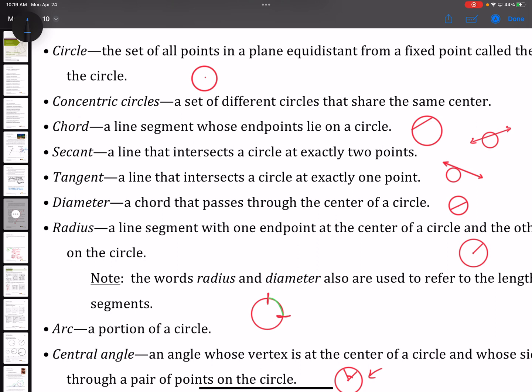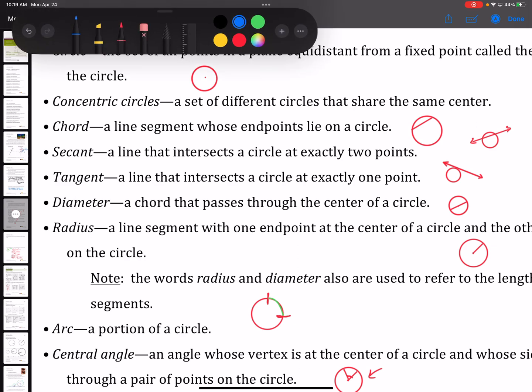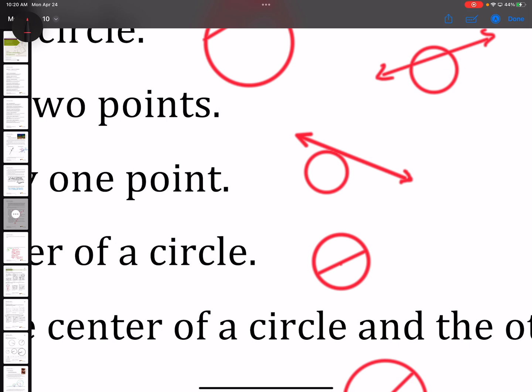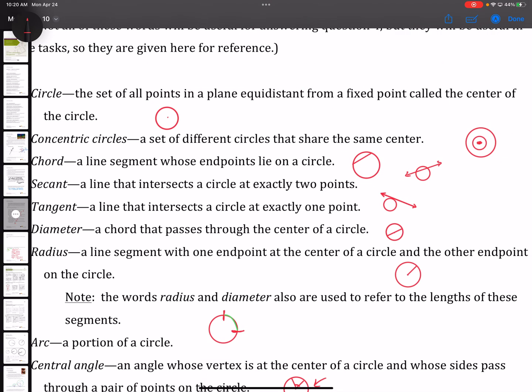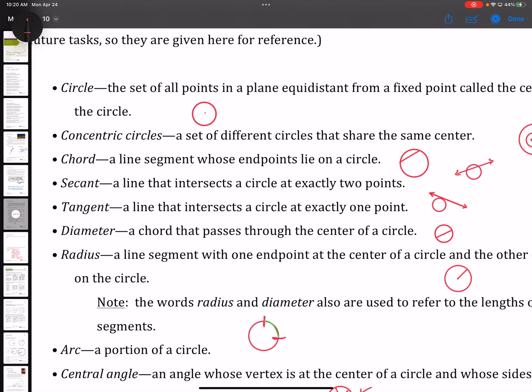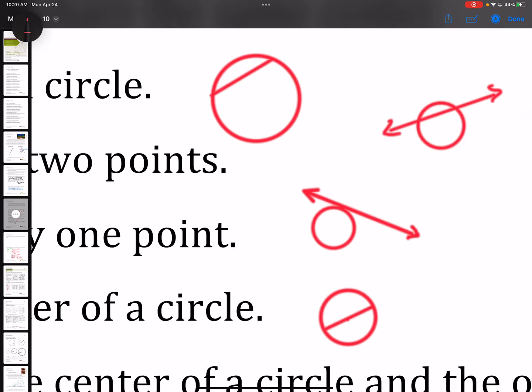Okay, a tangent is a line that intersects a circle at exactly one point. No, it's opposite over adjacent. It is also that, but not when we're talking necessarily about circles. So it's something like this, right? It intersects only at that point right there.